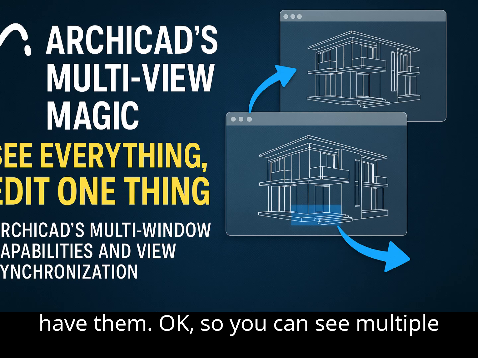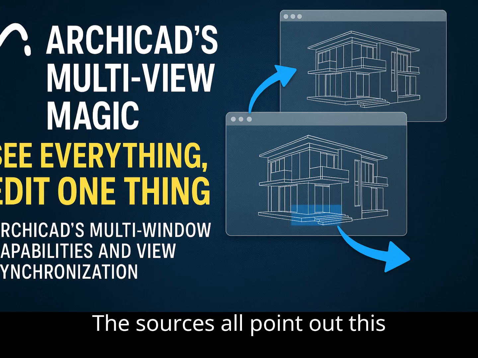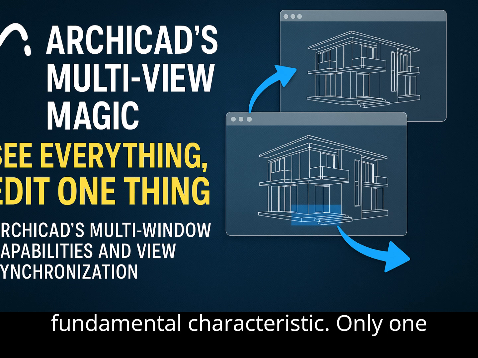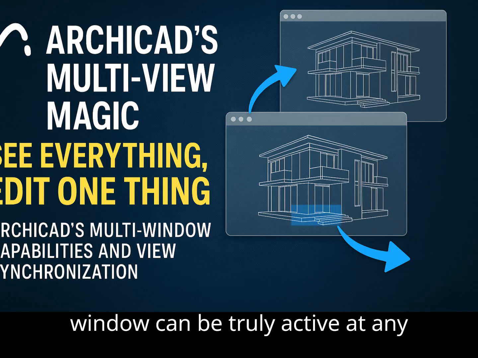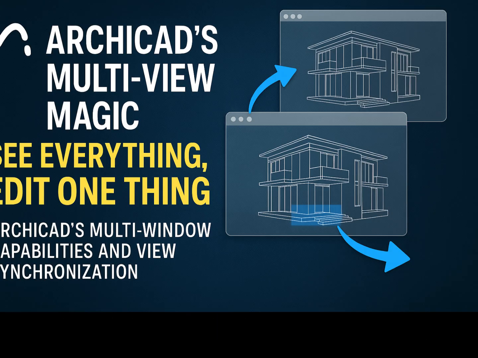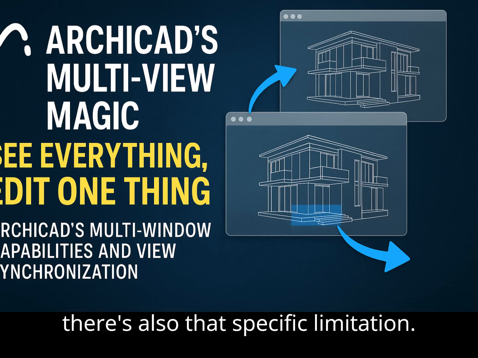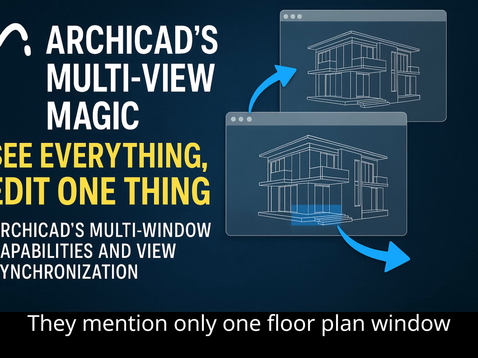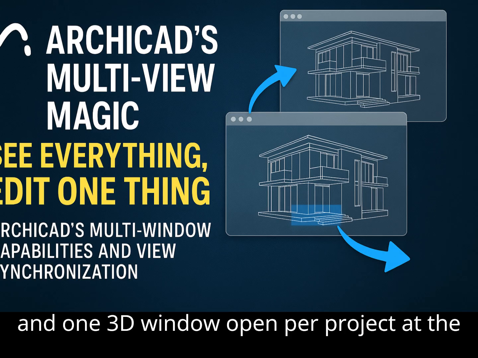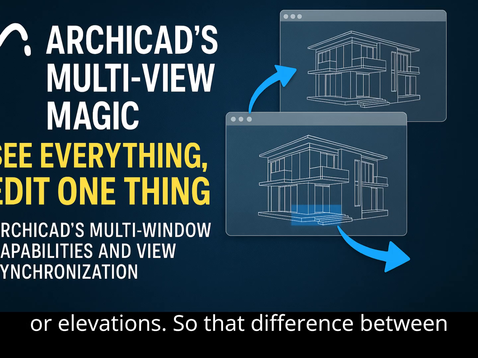Okay, so you can see multiple views, visually arrange them, but here's where it gets really interesting. The sources all point out this fundamental characteristic. Only one window can be truly active at any single moment for modeling or editing. That's the key distinction. That's where the actual design work happens. And there's also that specific limitation. They mention only one floor plan window and one 3D window open per project at the same time. Right, even if you have other view types open alongside, like sections or elevations.